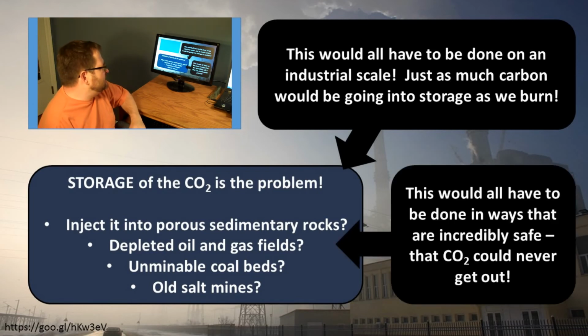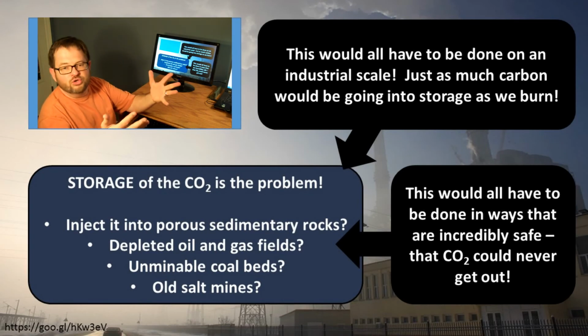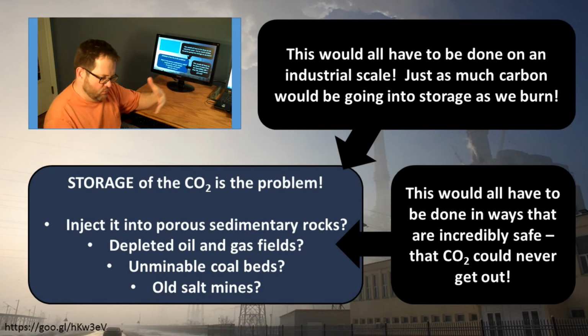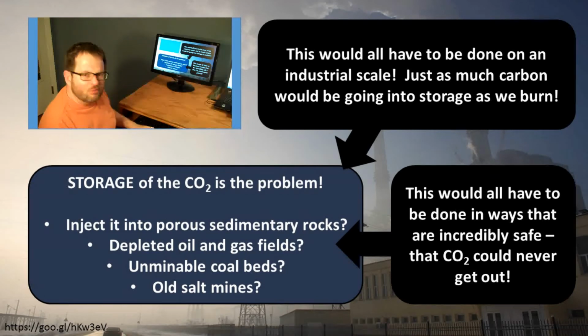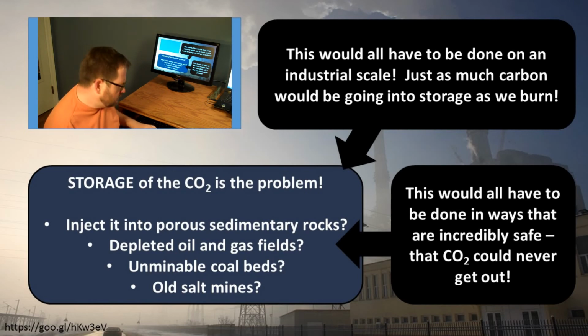And it would all have to be done in ways that are just incredibly safe. That carbon would have to stay in the ground forever and never get out. If something went wrong and the carbon dioxide started coming out of that old sedimentary rock or that old natural gas field or whatever, all of a sudden that carbon dioxide is in the atmosphere. We were trying to keep that from happening. Nobody's got a plan as to how exactly that would work.